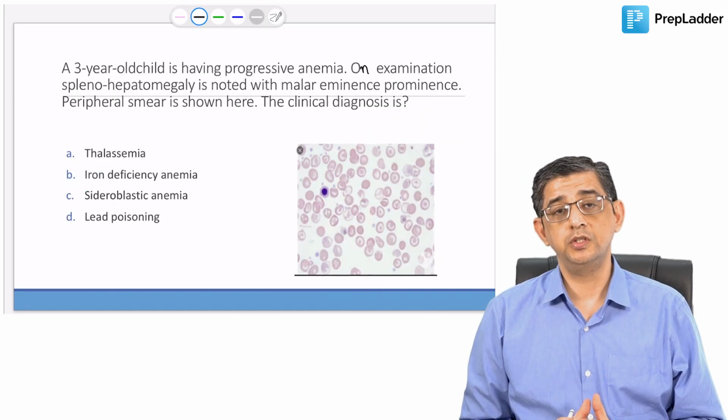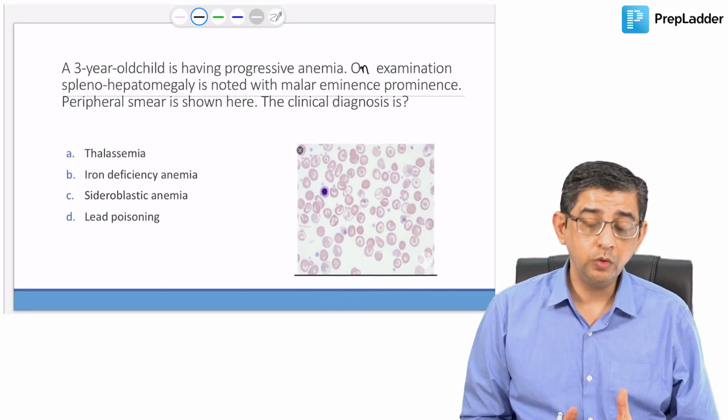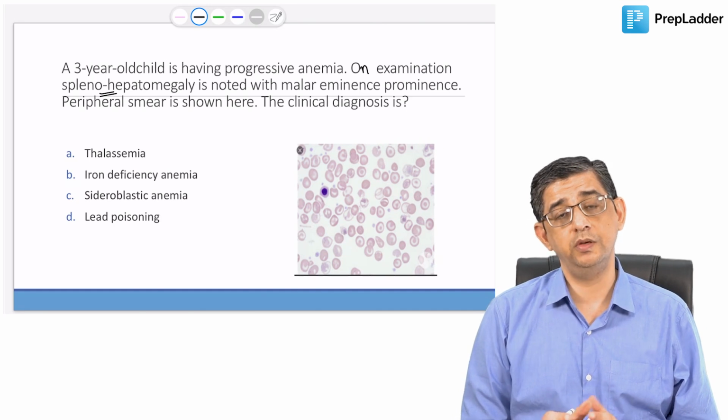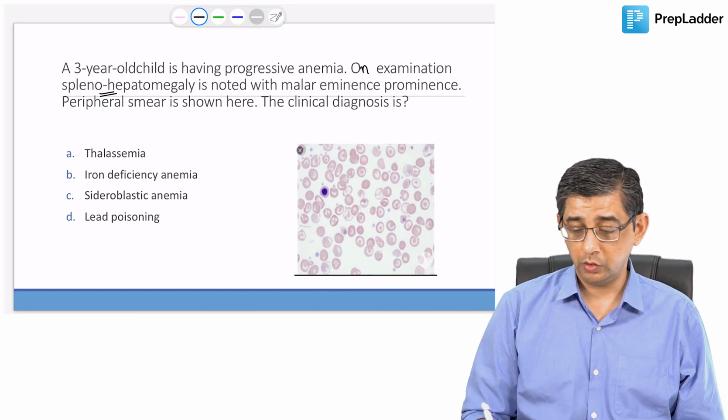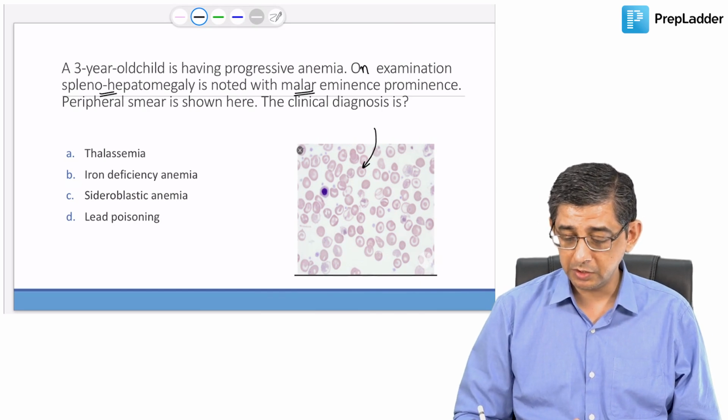Coming to the next question, he's talking about a 3-year-old child having a progressive anemia. On examination, there's splenohepatomegaly. Normally, you read about hepatosplenomegaly, no? But splenohepatomegaly is always a feature of thalassemia. There are also prominent malar eminences. The moment you read it, there are target cells which are present.